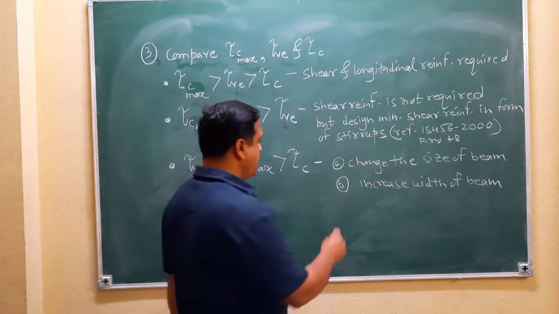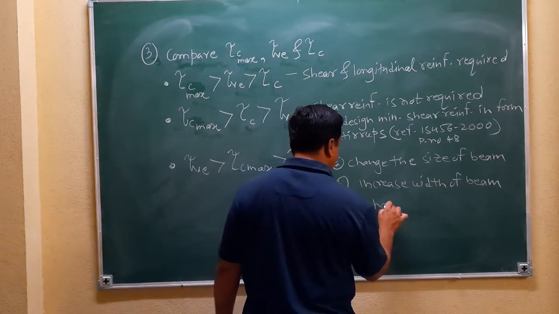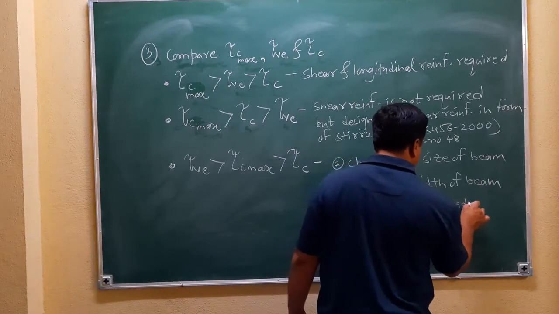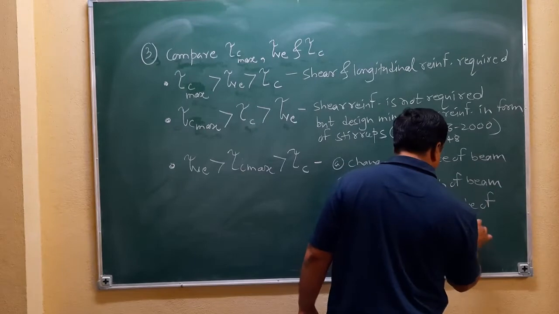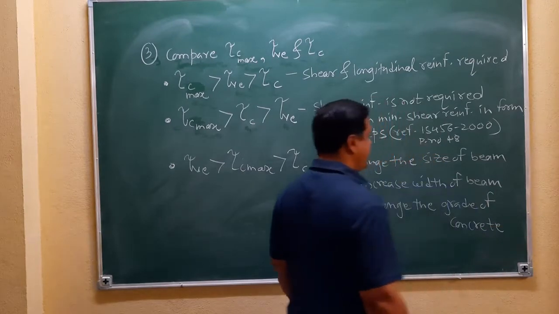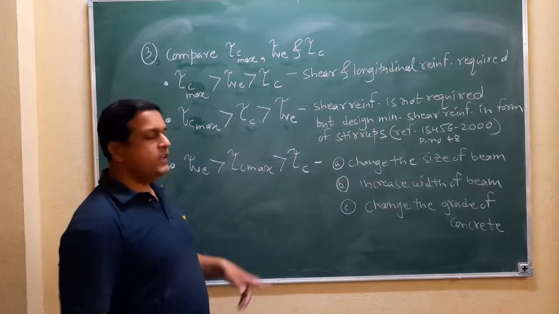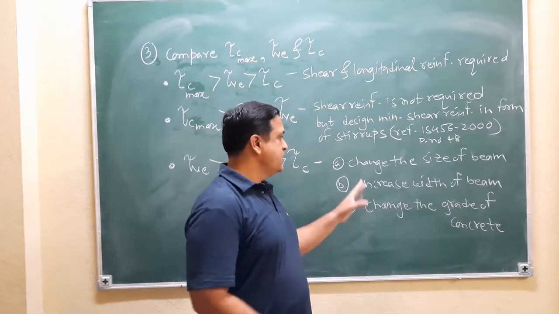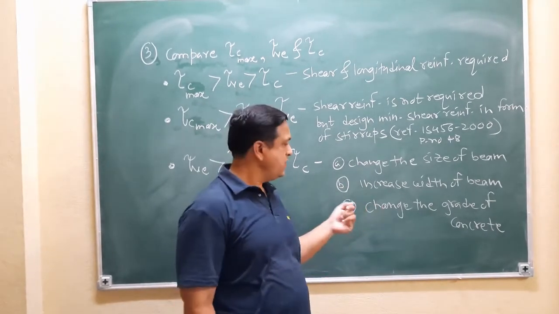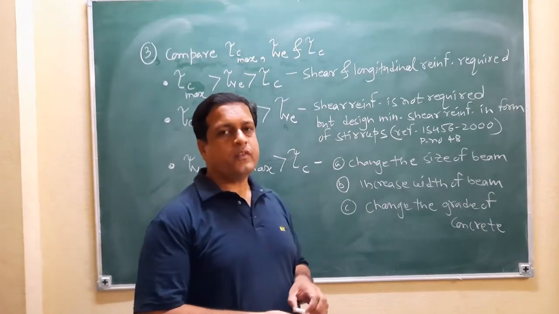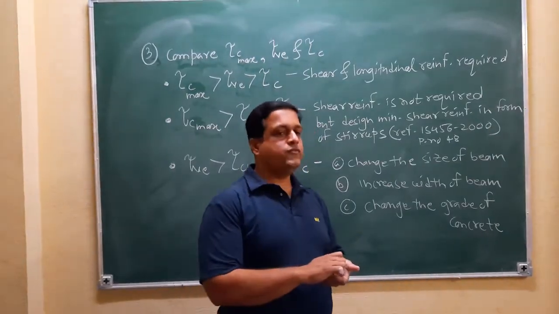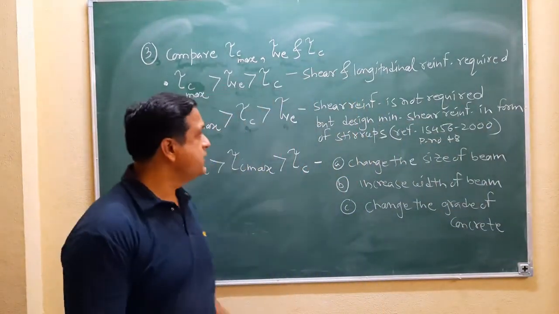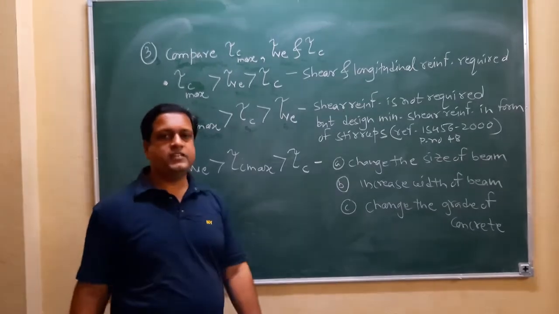Okay, and finally there is shortcut. Nothing but change the grade of concrete. That means when tau VE is more than tau c max, you have to follow these three criteria: change the size of beam or redesign the section, increase the width of beam, and change the grade of concrete. So you have to refer these points in step number 3.